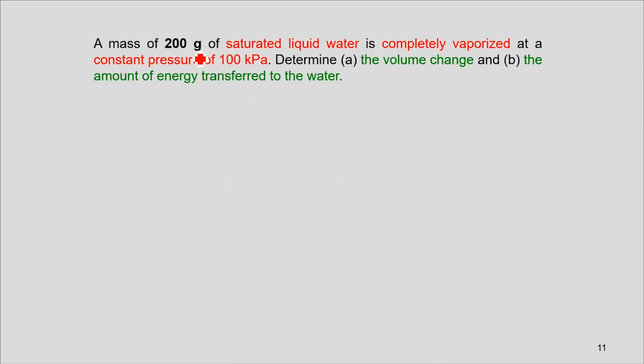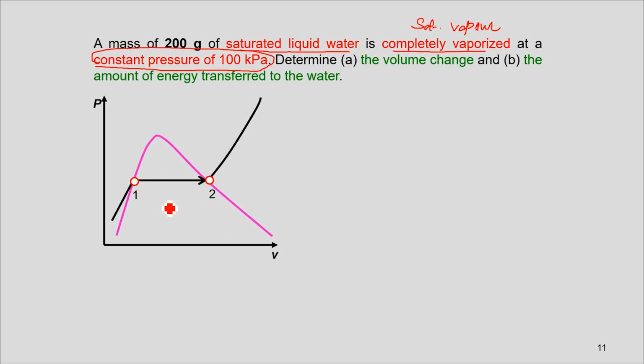Now it further says a mass of 200 grams having saturated liquid water as the initial state is completely vaporized. That means it is converted into saturated vapor at a constant pressure of 100 kilopascal. So you are in the isothermal region or isothermal line. So this constant temperature line is there, and you have converted the system from state 1 to state 2. You have to determine the volume change and the amount of energy transferred to water.